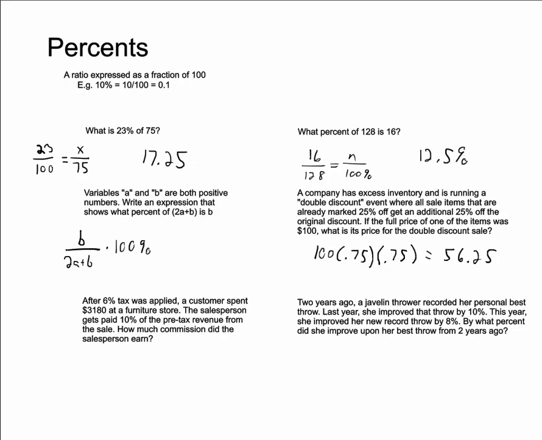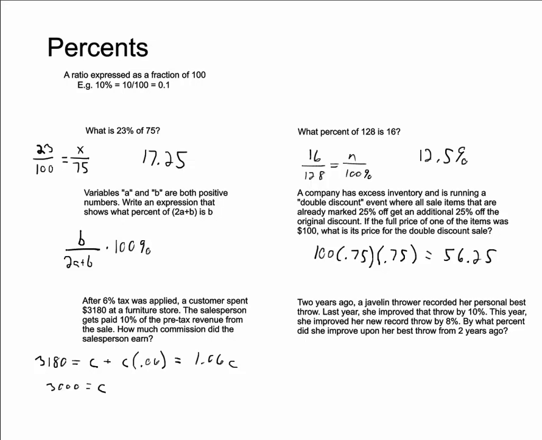Let's set up an equation to determine what the original cost was before tax. So we have $3,180 equals the original cost C plus the original cost times the tax rate of 0.06. We can combine the like terms, so 1C plus 0.06C gives us 1.06C. Now, if we divide both sides by 1.06, we'll get the original cost is equal to $3,000.